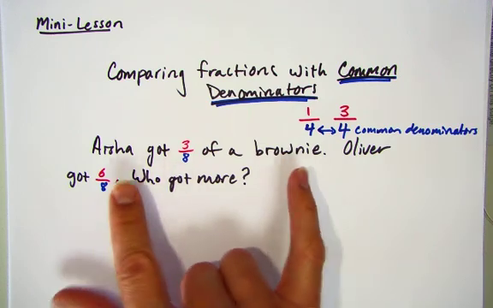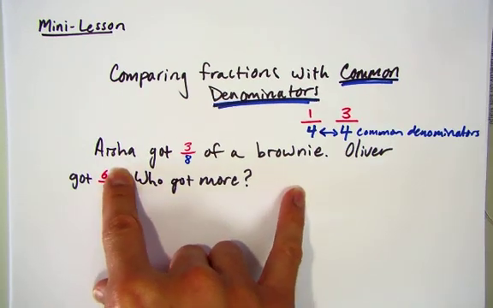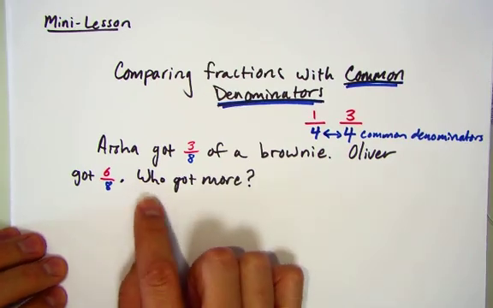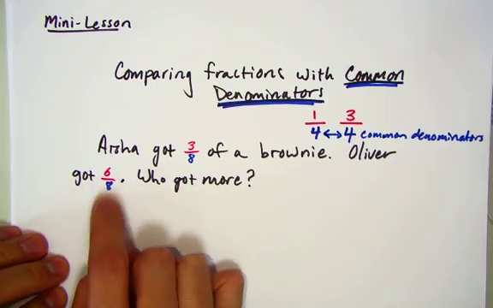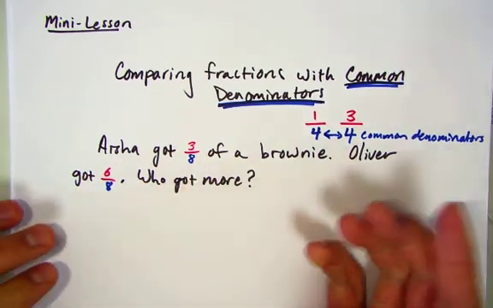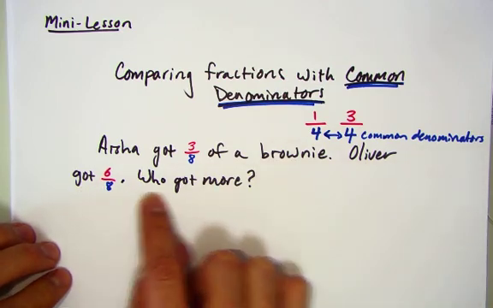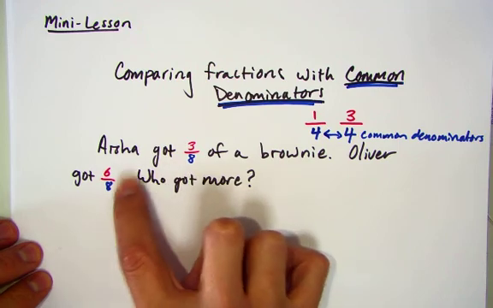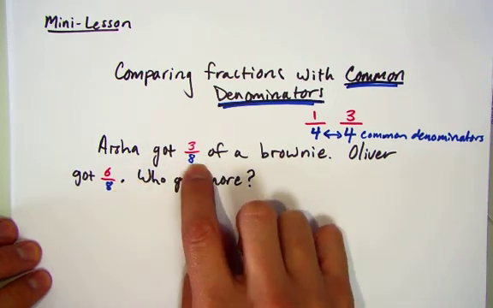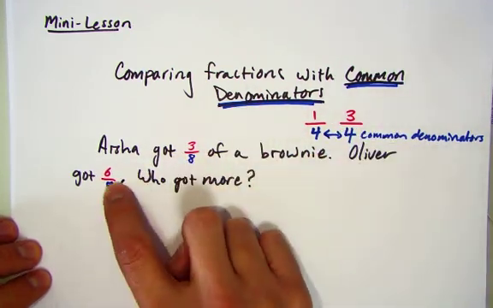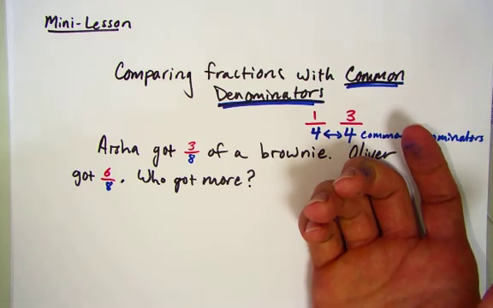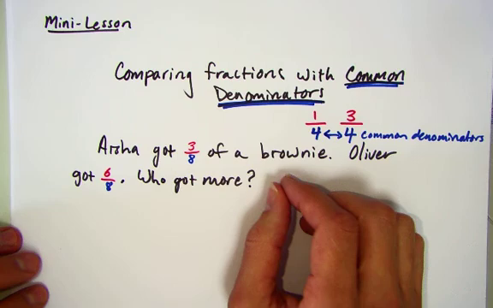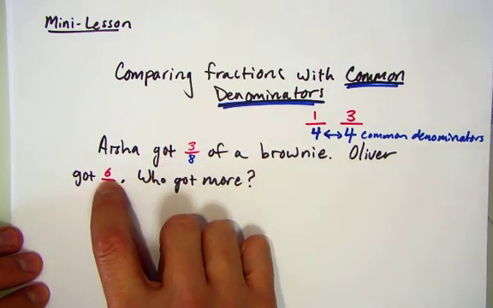Now let's go over the story problem here. I tried to make it very similar to the bridge, but Oliver has a different amount this time. Miss Aisha got 3/8 of a brownie. Oliver got 6/8. Who got more? Right away you can see that we do have common denominators. The common denominator is 8. They both got eighths of the brownie, but the numerator is different.